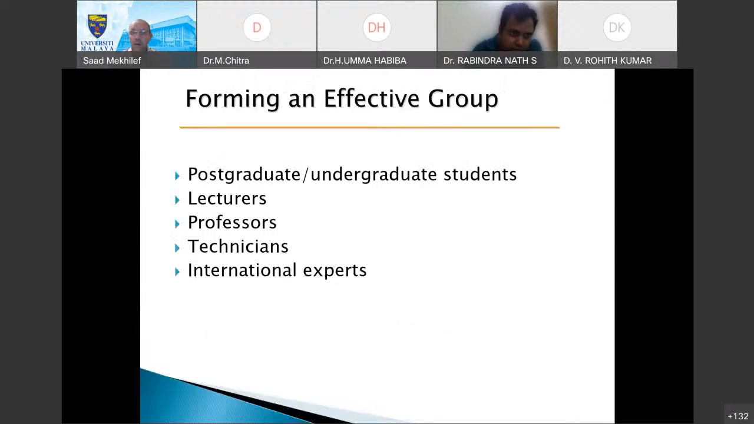And before talking about citations, I would like to share with you some very important steps, because to reach the level where your work gets cited, you have to form an effective group. You must have a research group. That's very, very important.